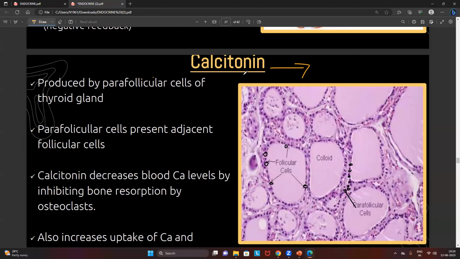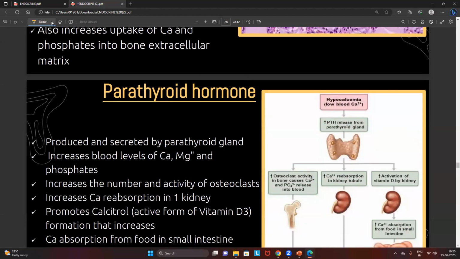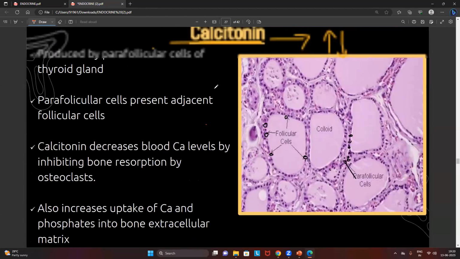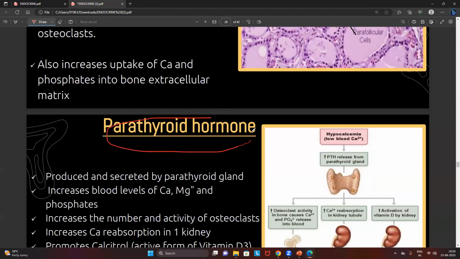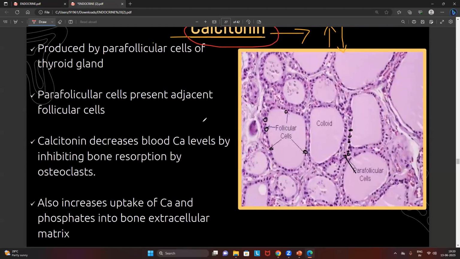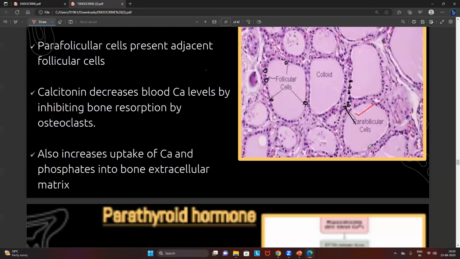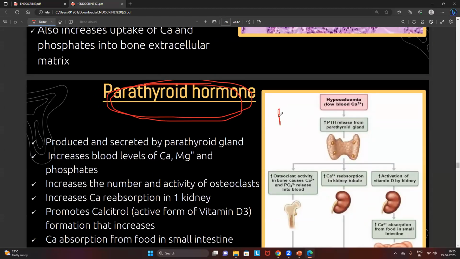You have to remember, some students will think that if one ion level is getting elevated or decreased, only one hormone is going to control it. But in our body, mostly one or two hormones are involved. Let me explain. In order to understand calcium metabolism, you have to understand calcitonin and parathyroid hormone. Calcitonin is coming from the parafollicular cells of the thyroid gland. Parathyroid hormone is coming from the parathyroid gland.